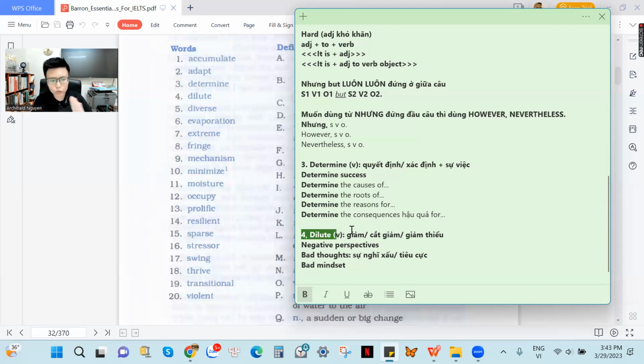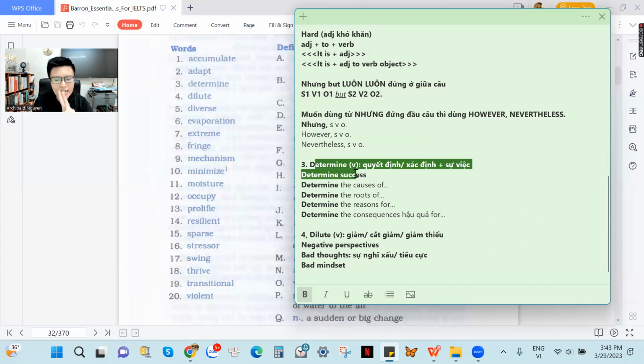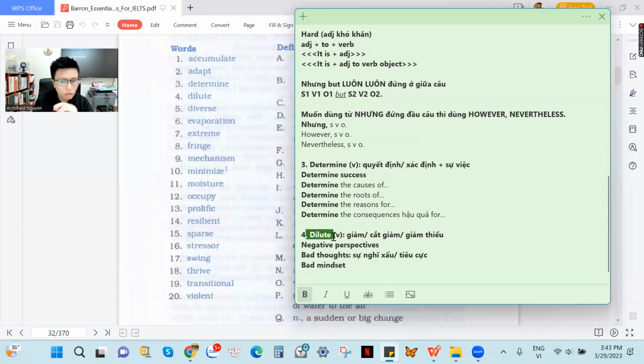And after I lecture, I am going to give you guys 15 minutes to write two paragraphs. The first paragraph is for determine. The second paragraph is for dilute. Please try to write two paragraphs within 15 minutes. And after 15 minutes, submit your work on Zalo for me, okay? Right now, let's go.